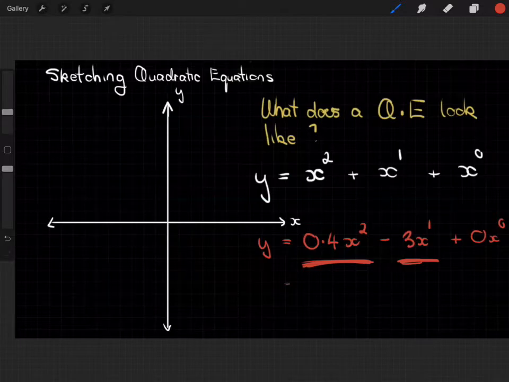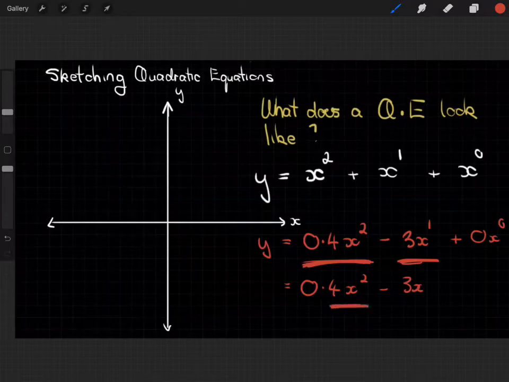So we could actually simplify this equation to 0.4x squared minus 3x plus nothing. And notice it's got an x squared term there. It also has an x term, and that's okay. So that's also a quadratic equation. Remember, the key ingredient's got to have an x squared term.